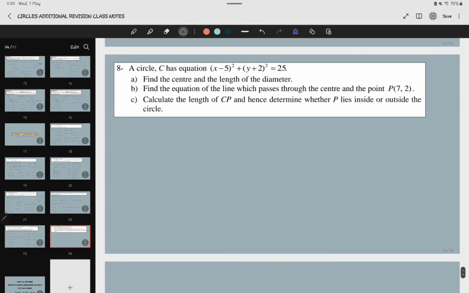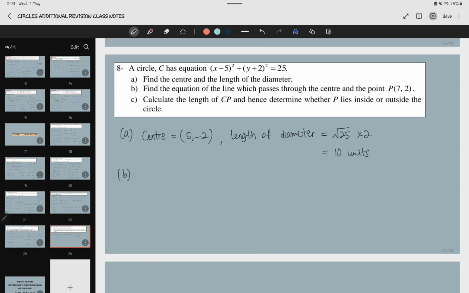So for the last question, question 8, this one is easy. For question A, find the center. Obviously the center will be (5, -2), because it is plus 2, so negative of negative 2. For the length of the diameter, we know that the diameter is 2 times the radius. The radius is square root of 5 times 2, so you get 10 units. This is your diameter length.